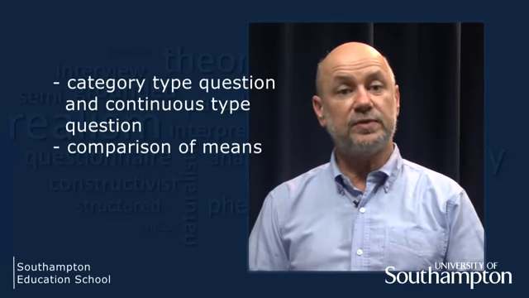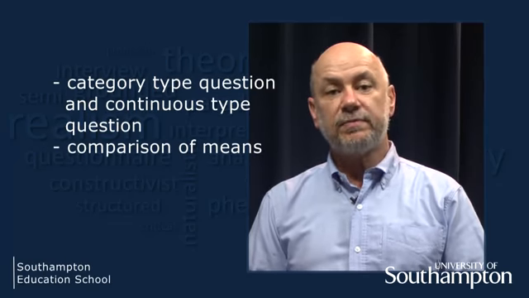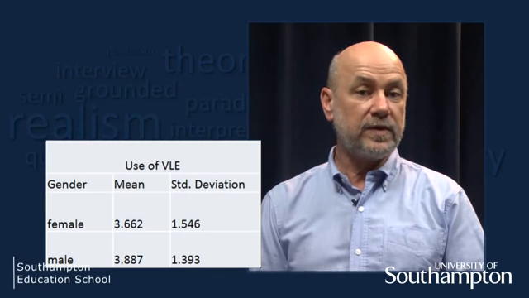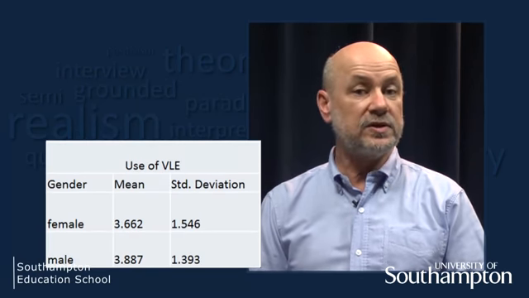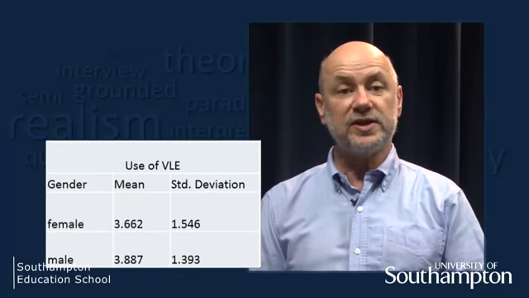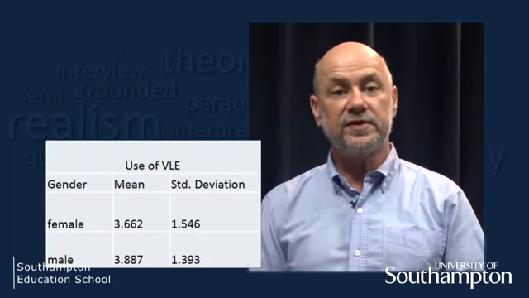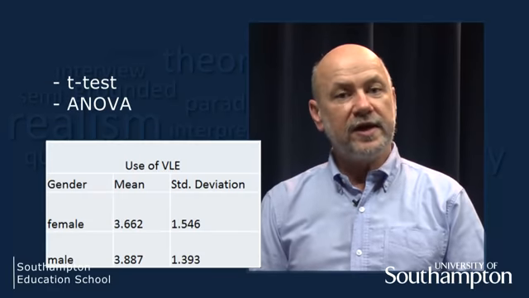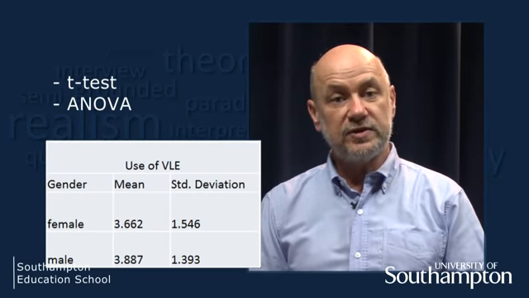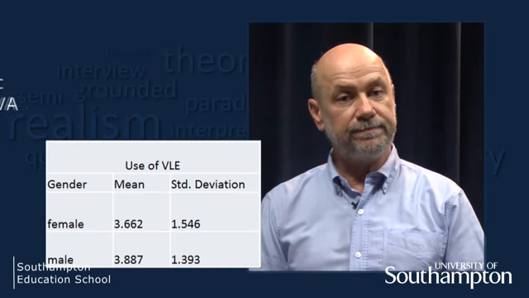Another one of the bivariate tests from before looked at a category type question and a continuous type question. Here is the comparison of the means from before. I can see that the mean of the males is higher than the females. So the question is, is the difference just down to chance or is it significant? We use a t-test to determine this. If we have more than two groups in our category question, we would use an ANOVA.